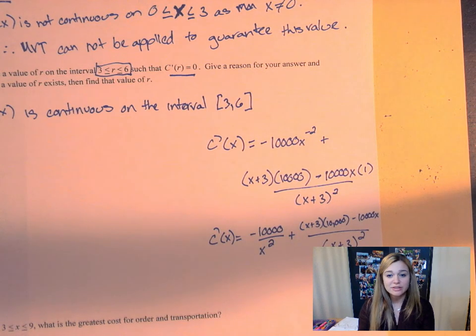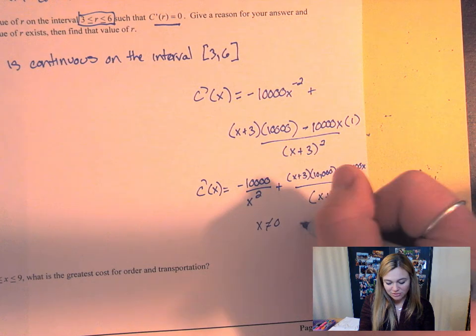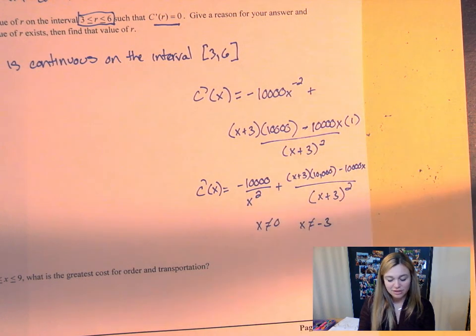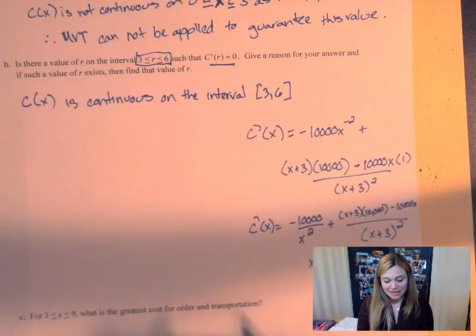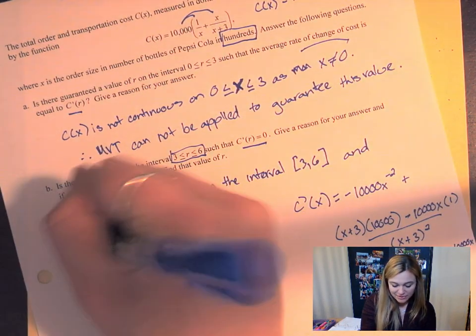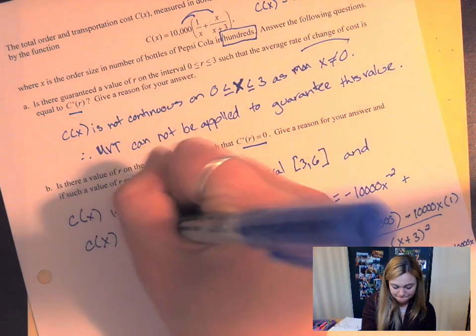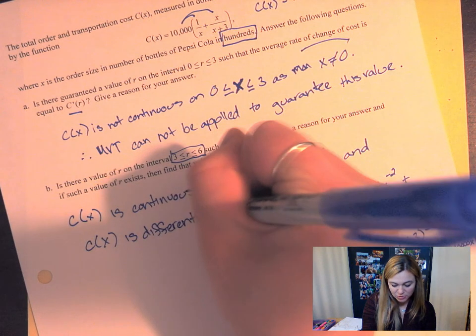Okay, I did all of this work, and I can see that x can't be 0 still, x can't be negative 3, but it is differentiable everywhere else. This is enough work for you to be able to say c of x is continuous and c of x is differentiable.